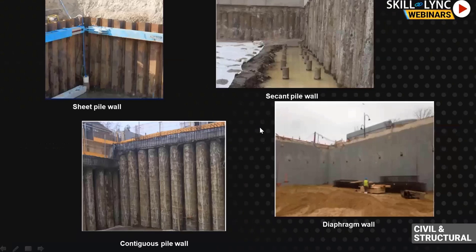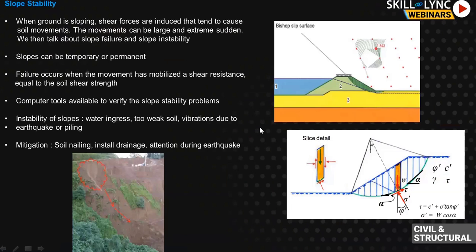Then next comes the slope stability problem. This is common in embankments as well as in construction sites. When you have a ground slope, what will happen? Shear stresses will be induced. That will cause your soil to slide here. Because of the self weight of the soil or any surcharge here, shear stress will be developed, and this will cause your soil to slide.